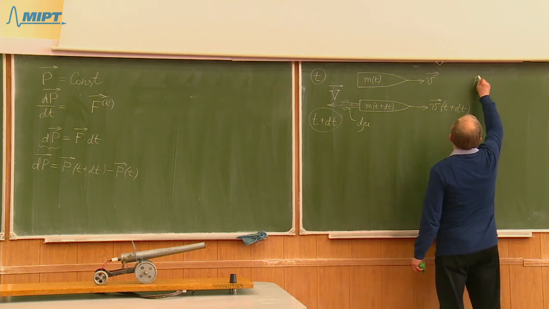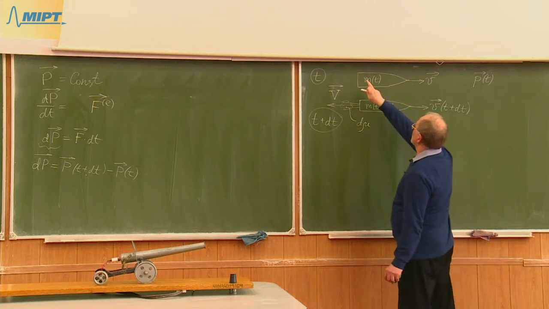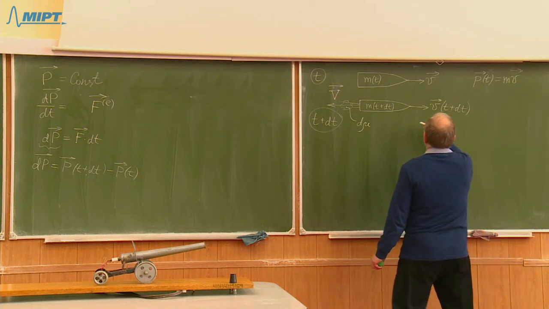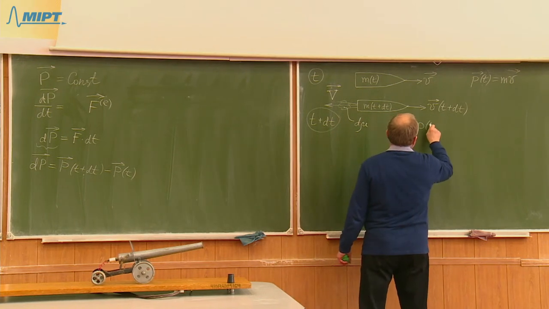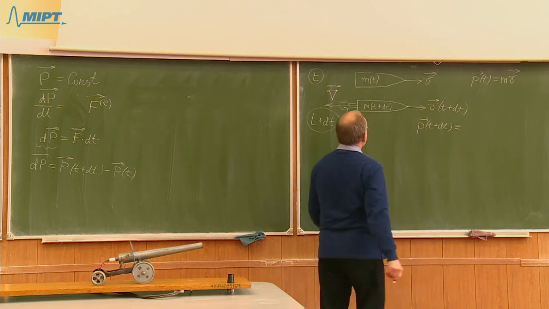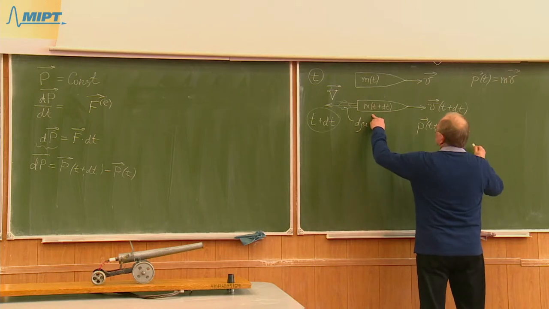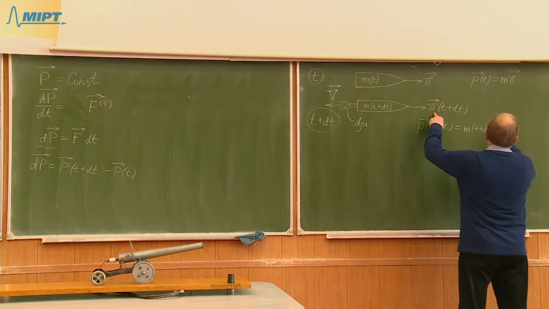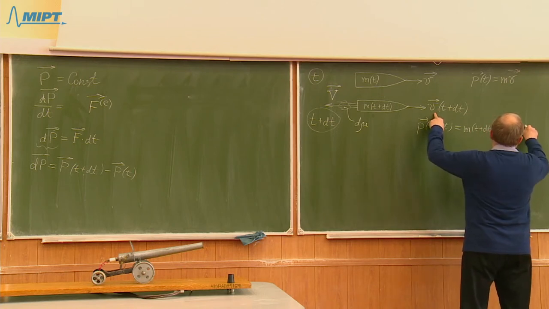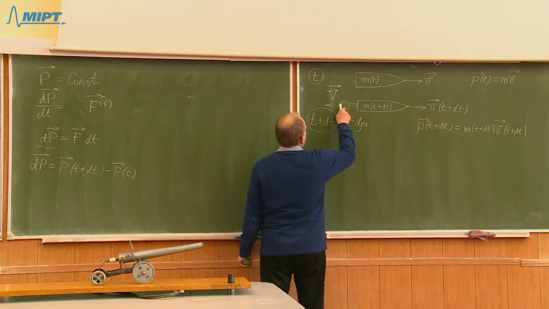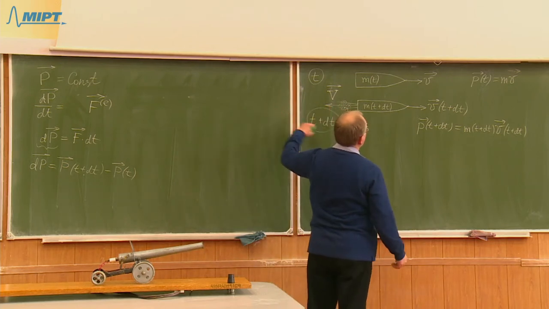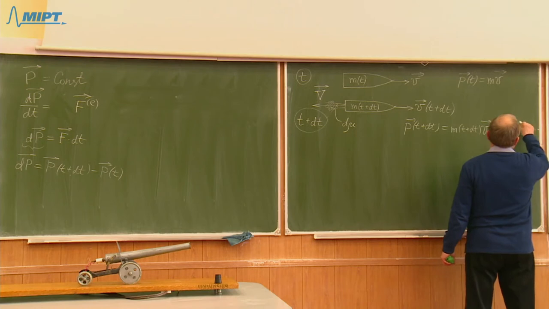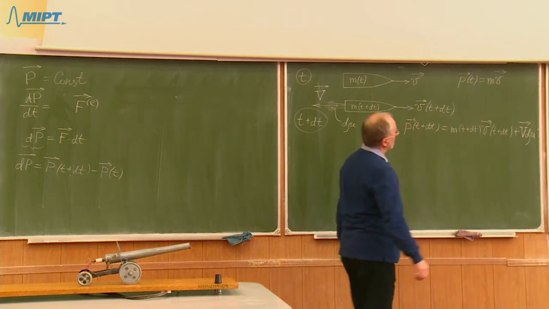The initial momentum here, momentum at time moment t, was equal to mass of the rocket times velocity. That's the initial momentum. And final momentum at this time moment, t plus dt, will be equal to what? The mass of the rocket times the velocity. And we have to take into account the momentum of this amount of fuel, which goes in a different direction. But anyway, we write it in vector form. So I put it like vector v times the mass of fuel d mu.